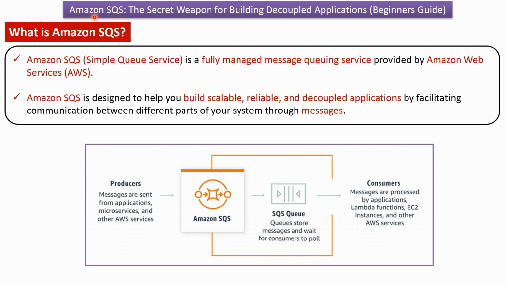In this video tutorial I will explain what is Amazon SQS. Amazon SQS or Simple Queue Service is a fully managed message queuing service which was provided by Amazon Web Services, which is nothing but AWS. Amazon SQS is designed to help you to build scalable, reliable and decoupled applications by facilitating communication between different parts of your system through messages.